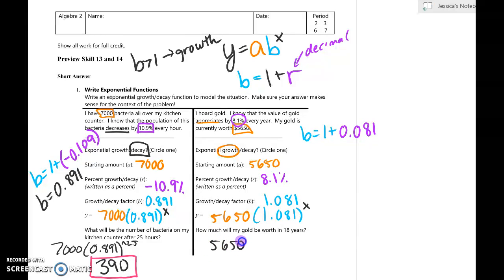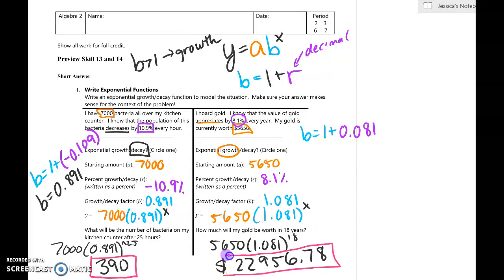So 56.50, 1.081 raised to the 18th. Let's get my calculator. 56.50 times 1.081 raised to the 18th. We're talking money here, so you should have 2 decimal places. $22,956.78. And there you have it.